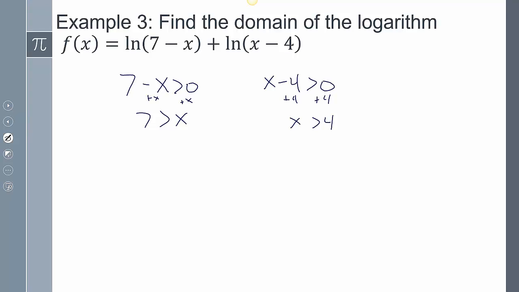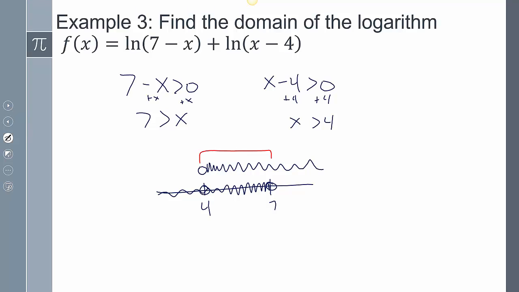So I need to graph both of these on the number line. Here's 4, here's 7. They both have an open circle. At 7, it says 7 is greater than x, so that means it's going to go this way, because 7 has to be the largest number. This one says x is greater than 4, so open circle here, that's going to go this way. Now the domain is the intersection of the two. Where do they overlap? They overlap from here to here. And so my domain is going to be from 4 to 7.